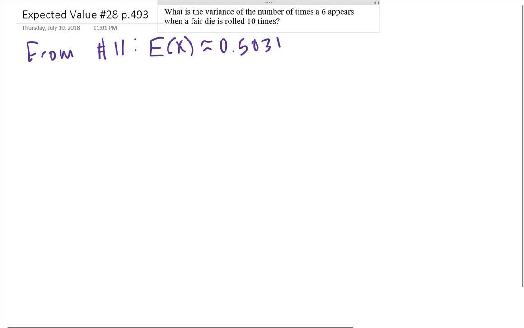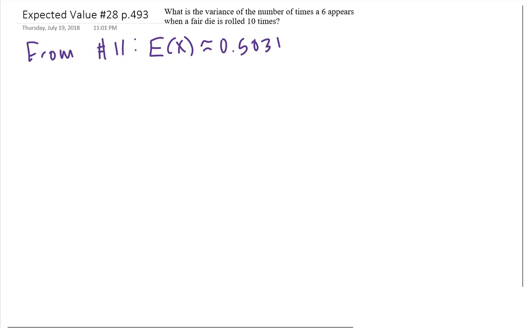So the problem I chose to present is problem number 28 on page 493, which reads, what is the variance of the number of times a 6 appears when a fair die is rolled 10 times?